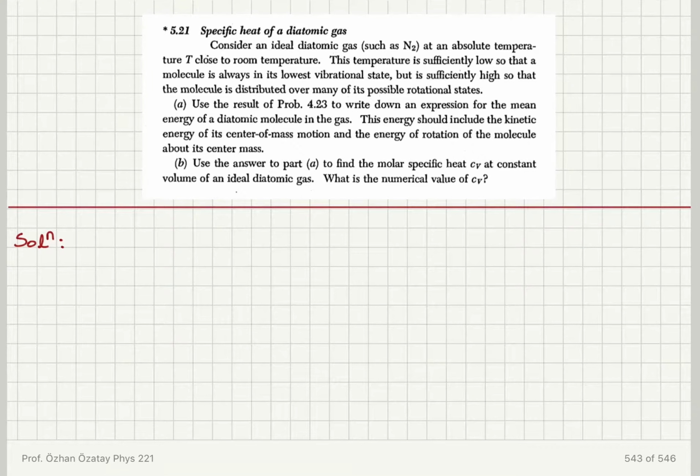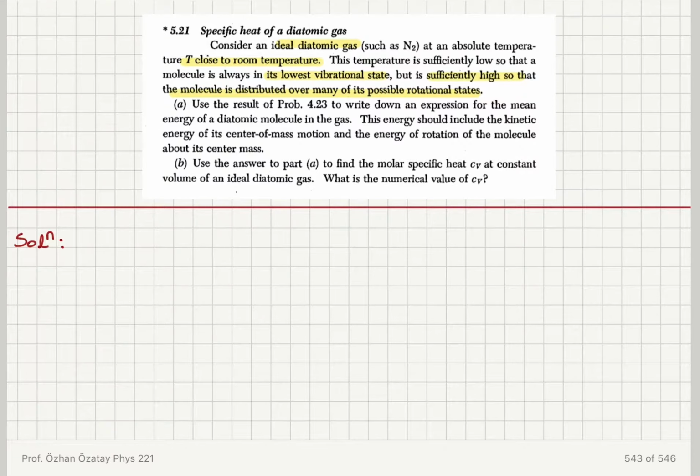Specific heat of a diatomic gas. Consider an ideal diatomic gas such as nitrogen at an absolute temperature T close to room temperature. This temperature is sufficiently low so that the molecule is always in its lowest vibrational state, so we don't consider vibrations, but is sufficiently high so that the molecule is distributed over many of its possible rotational states.